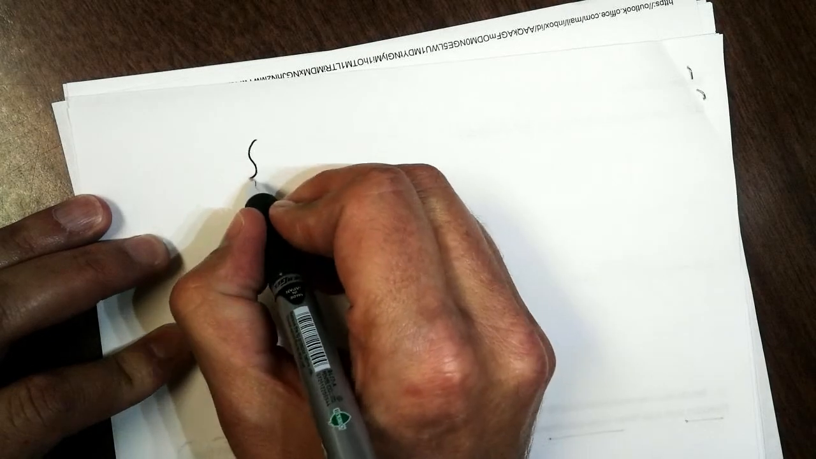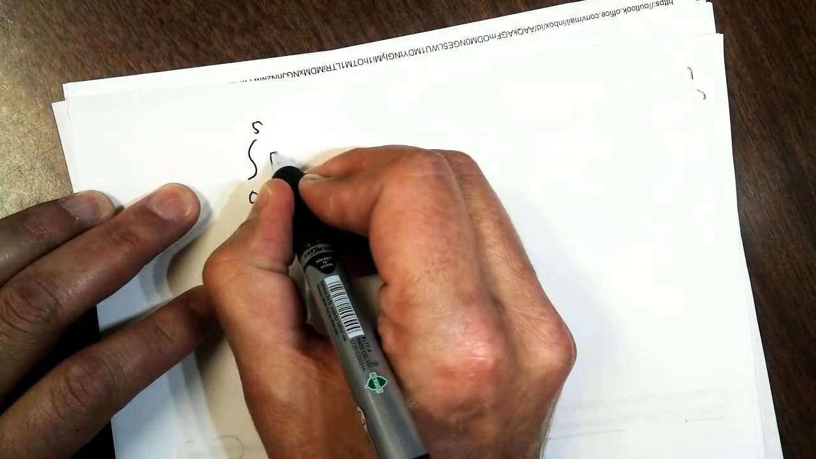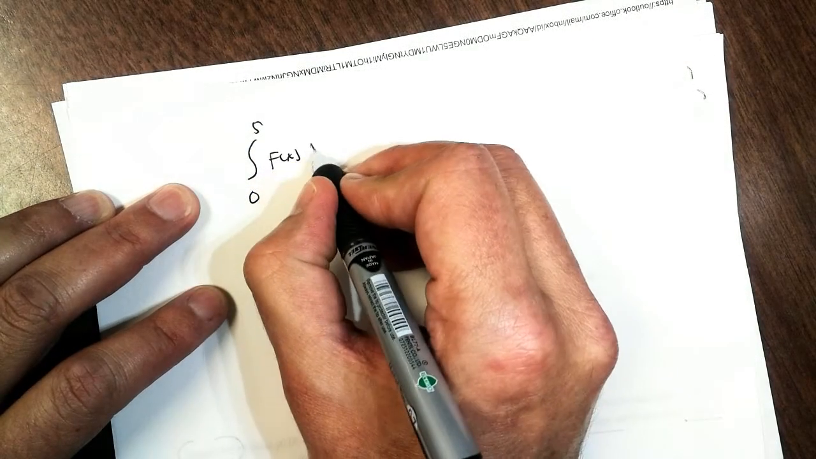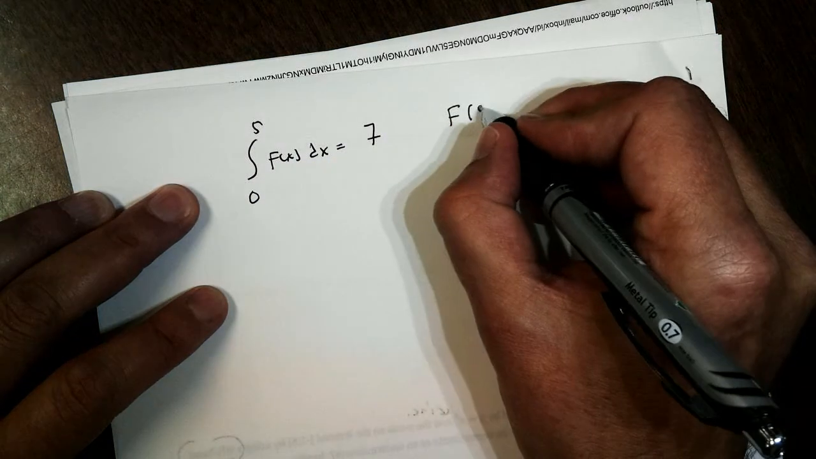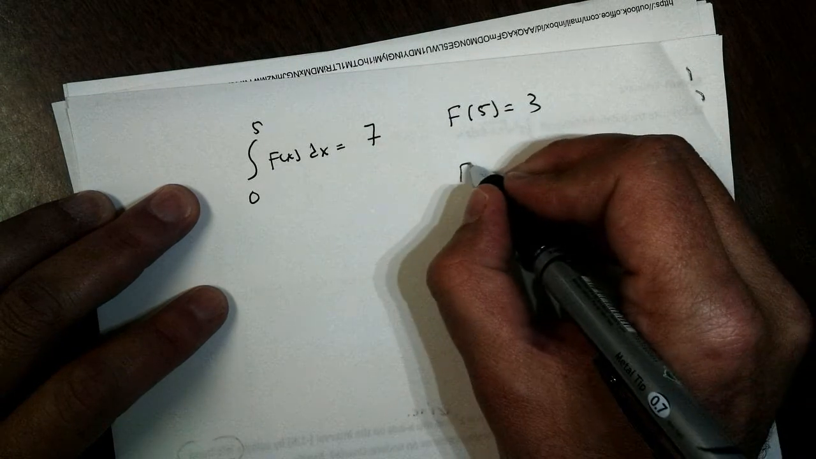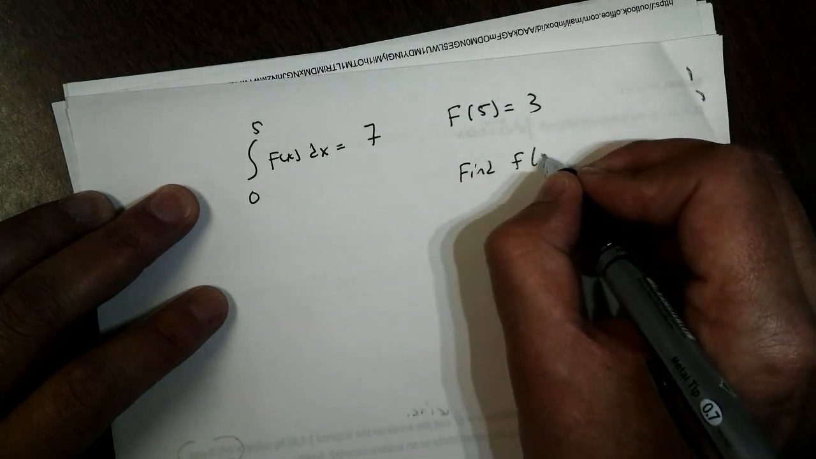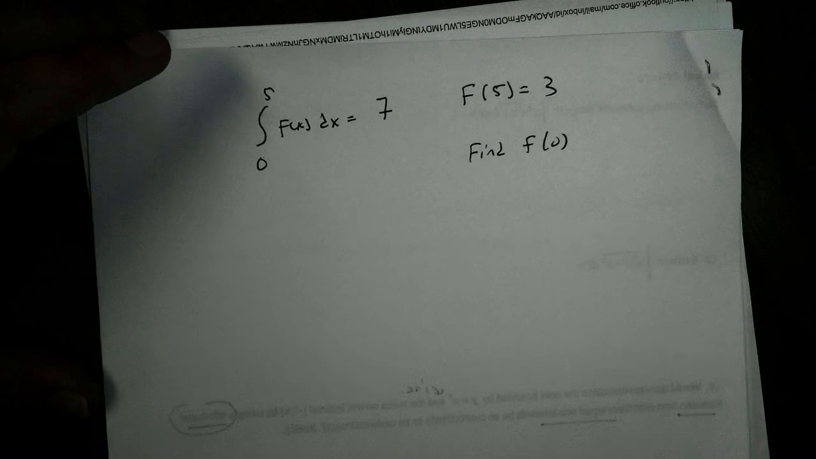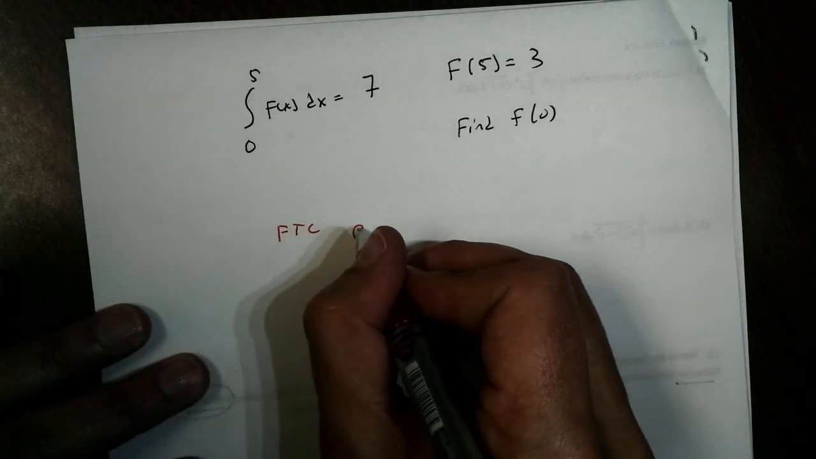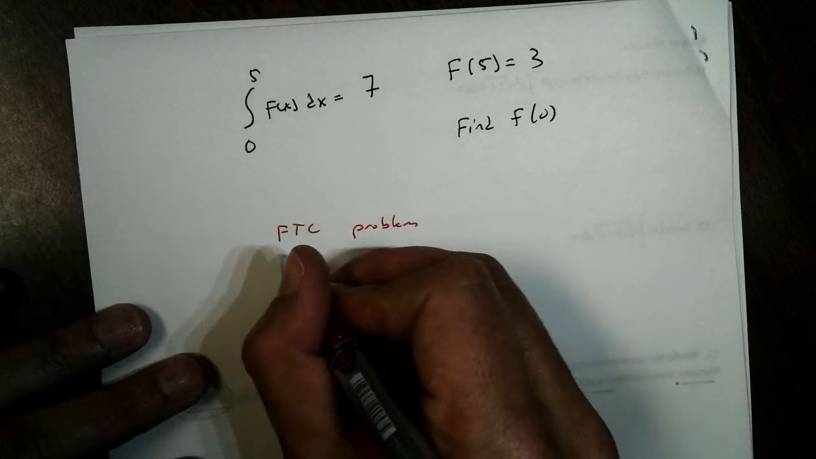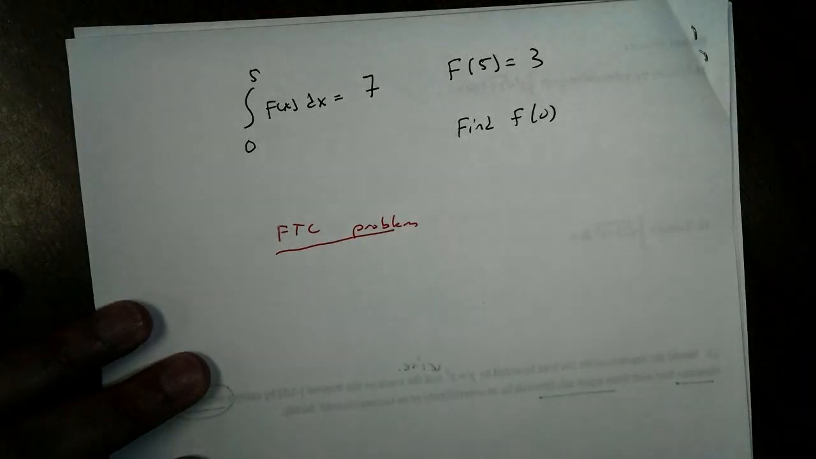I guess one more thing I could do with you guys. This is a question that tends to pop up every once in a while. They will say, let's say the integral from 0 to 5 of f of x dx is 7, and then they tell us the value at 5 is 3. Find f of 0. This is an FTC problem, and the AP loves these problems.